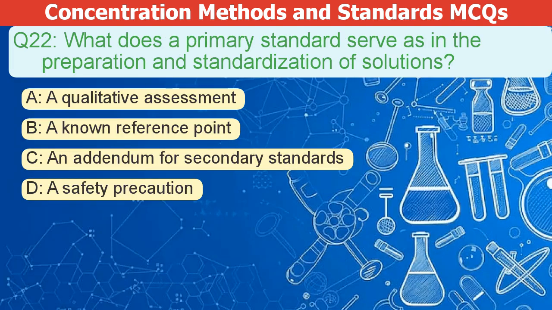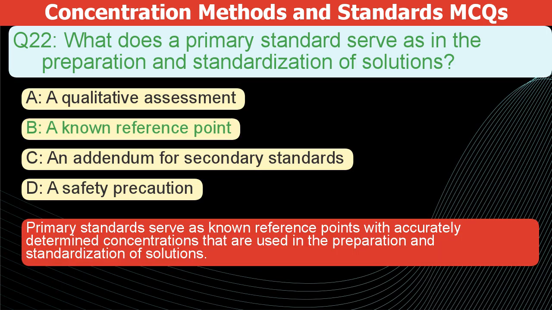What does a primary standard serve as in the preparation and standardization of solutions? A. A qualitative assessment. B. A known reference point. C. An addendum for secondary standards. D. A safety precaution. The correct answer is B.